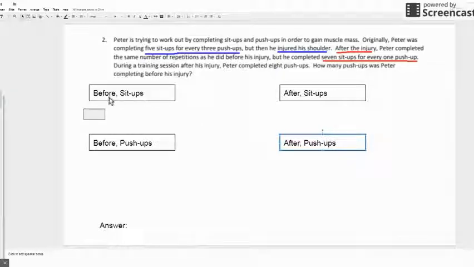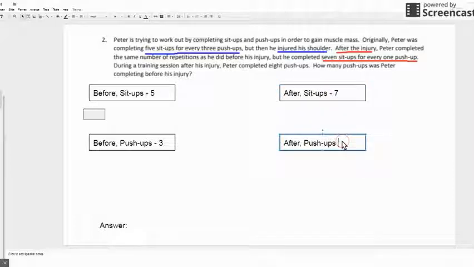Okay, now let's put some numbers with these. So before injury sit-ups, here you go. Originally, Peter was completing 5 sit-ups. So that's before the injury. Let's put 5, and 3 push-ups. Once again, before injury, let's put 3. But after the injury, now here's our after the injury side. After the injury sit-ups, well, here we go. After the injury, Peter completed the same number of repetitions as he did before the injury, but he completes 7 sit-ups. So here we go, 7 sit-ups.